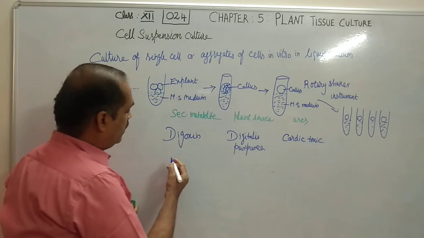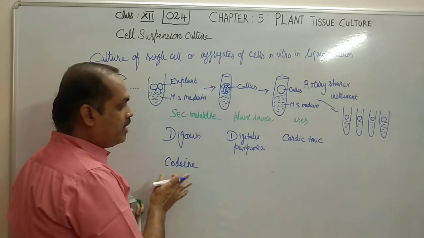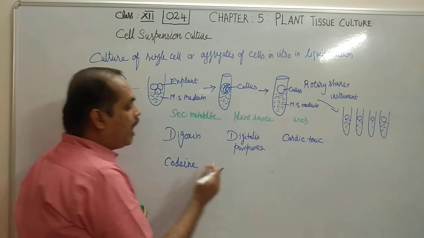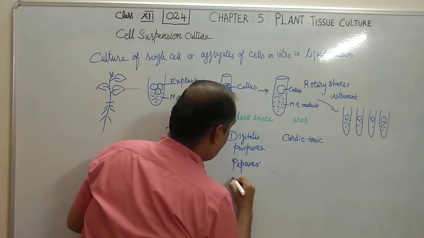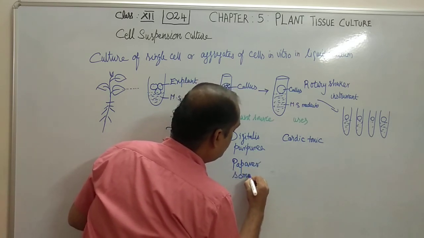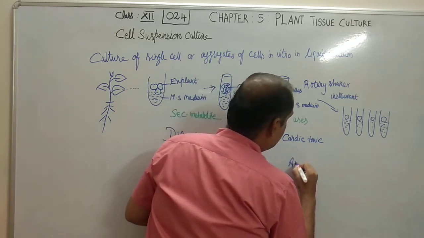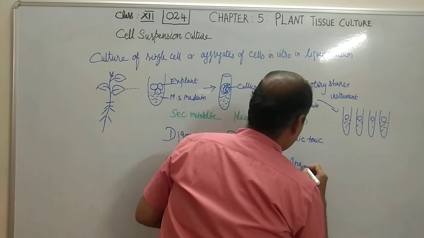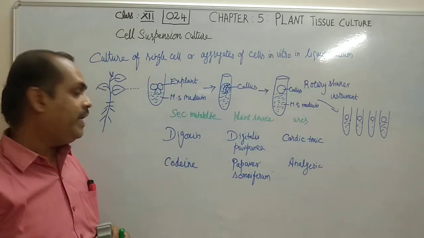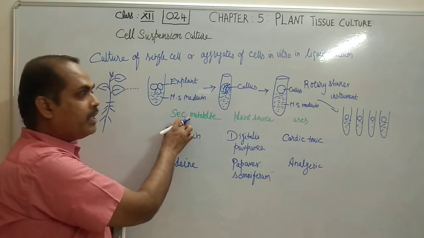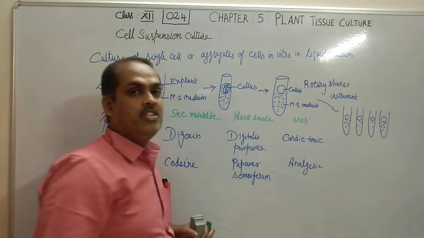Now the next one is codeine. Codeine is a secondary metabolite obtained from Papaver somniferum, which is used as an analgesic. That means a painkiller. So codeine is the secondary metabolite obtained from the plant source Papaver somniferum, used as an analgesic.